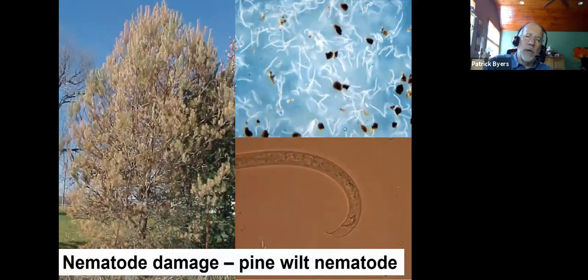A nematode-based disease that was particularly devastating for Christmas tree farmers was pine wilt nematode. And Scots pine in particular is susceptible to damage from this particular pathogen. And it causes the death of the trees, and we can see that here. And in fact, it's radically changed the types of trees that we can grow for Christmas tree production here in the Midwest. And very few farmers are growing Scots pine because of its susceptibility to pine wilt nematode.